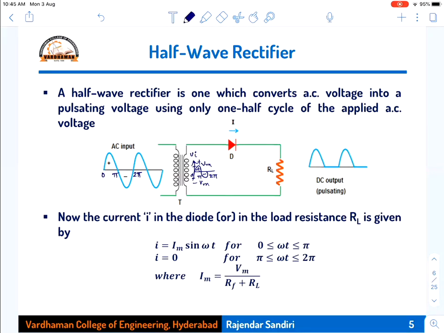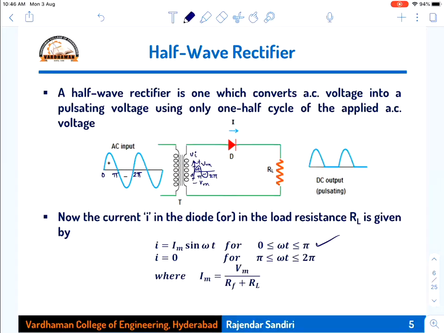Vm is the peak value of the sine waveform, and the angular frequency is omega. So Im sine omega t holds for 0 less than or equal to omega t less than or equal to pi. That means from 0 to pi you will be getting a sine waveform, because the diode is forward biased.